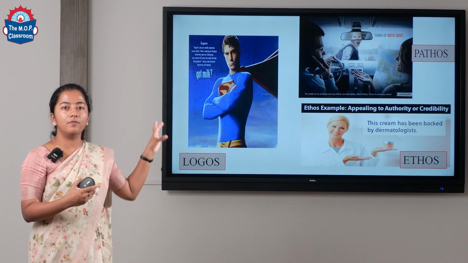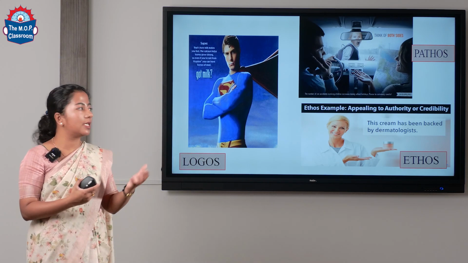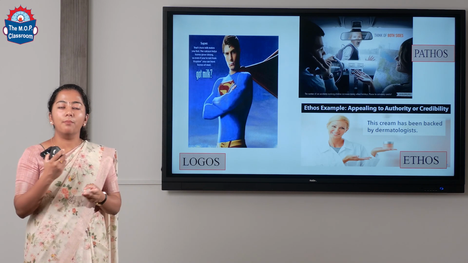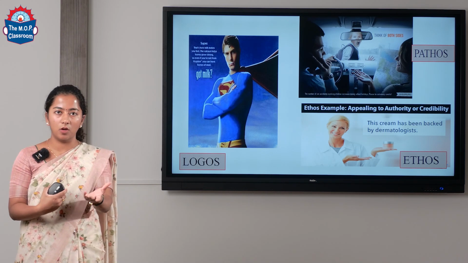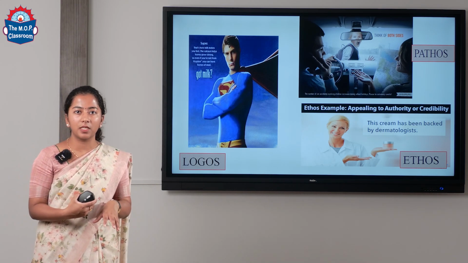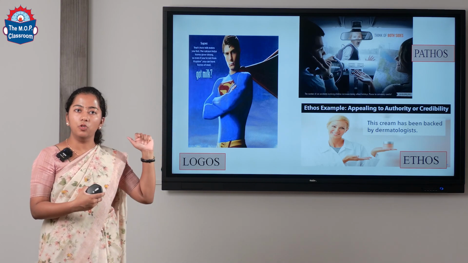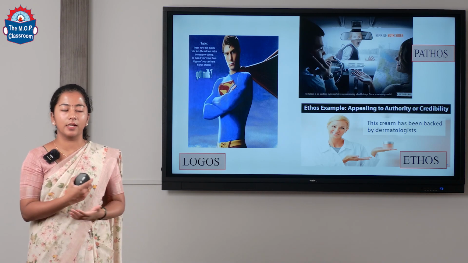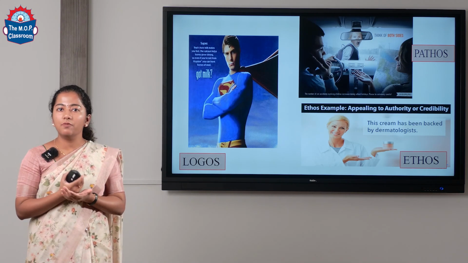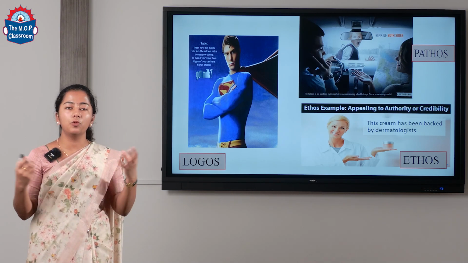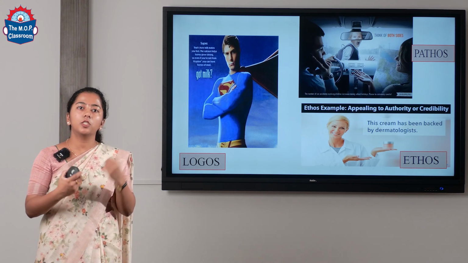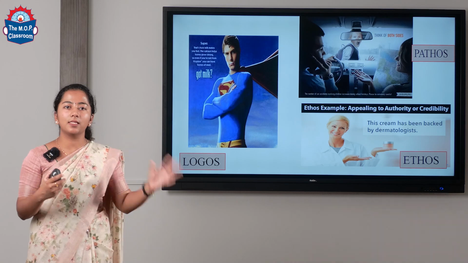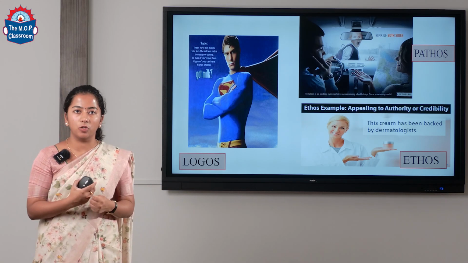So here we have these examples of ads which are using logos, pathos and ethos, right? Three methods to persuade the audience to do something or to believe in something. Each of these ads does use one of these elements to convince the audience. The best visual argument is one that uses all of these methods to persuade the audience. So a proper visual argument is one that combines logos, ethos and pathos.